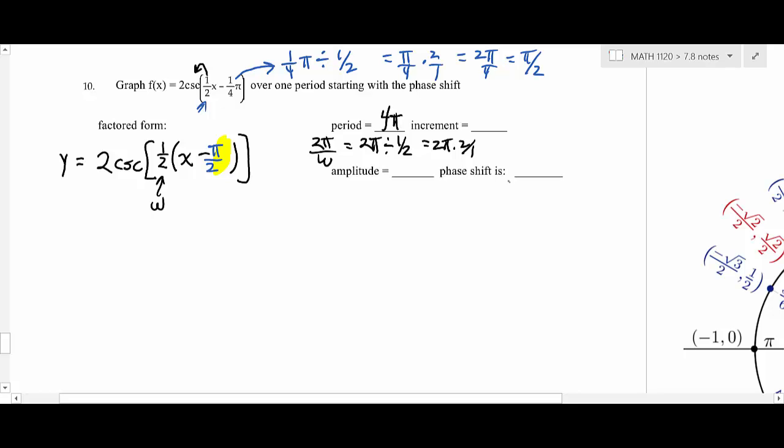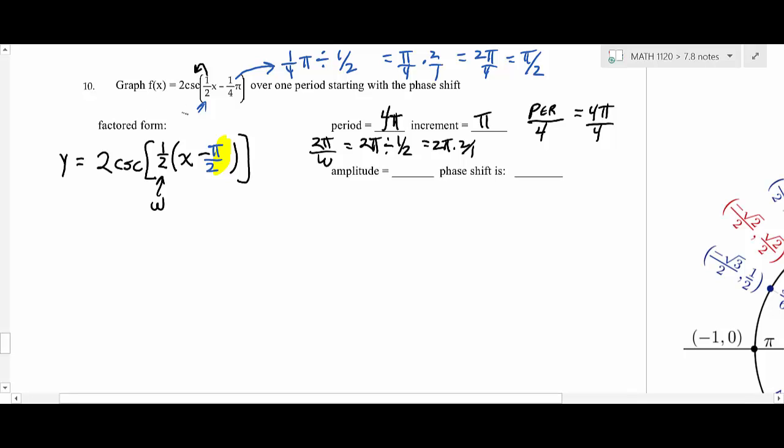The increment, what you always do on the increment of the x-axis is you take the period and you divide it by 4. So that's going to be real easy on this one. The period we just got is 4 pi. Divide by 4, you're going to have pi. That's super easy. You're just going to go on your x-axis pi, 2 pi, 3 pi, 4 pi, 5 pi, 6 pi. That's it. That's the significance of that number.